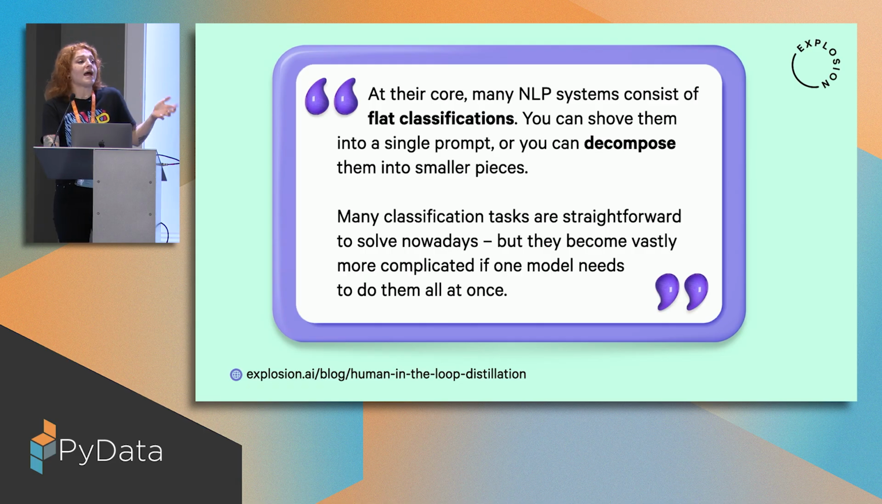A lot of these tasks are actually pretty solvable, but they become a lot more complicated if a model needs to do it all at once. For example, if you want to categorize PDFs, you have to open the file, extract the contents, embed it, and predict the label. If you're doing RAG, you have to find the right document, find the right location in the document, and formulate a response. All of that is one model, and if something goes wrong along the way, it's very difficult to get in there and fix it.